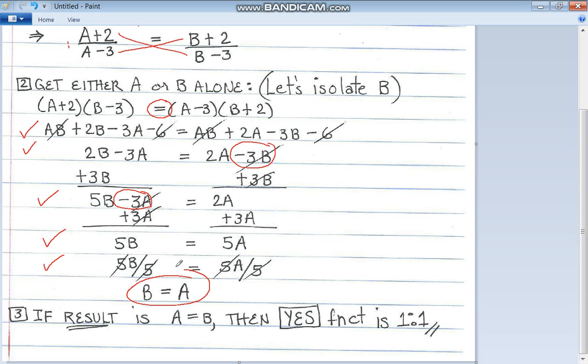So the rule says that if f of a is equal to f of b, which is what we started with, and the result after your manipulation is b equals a or a equals b, then you know the original function y equals x plus 2 over x minus 3 was indeed, yes, a one-to-one function.